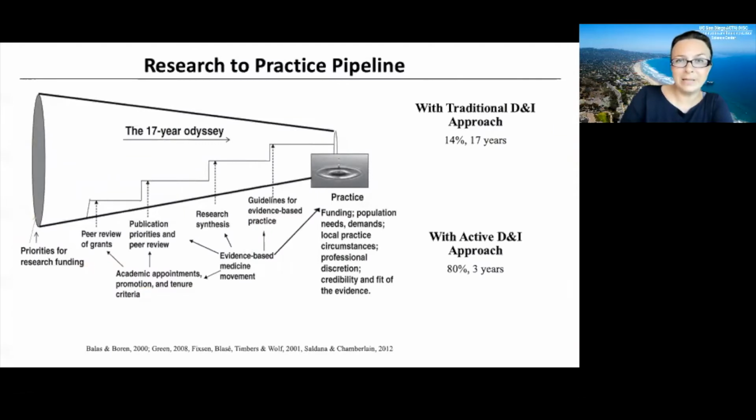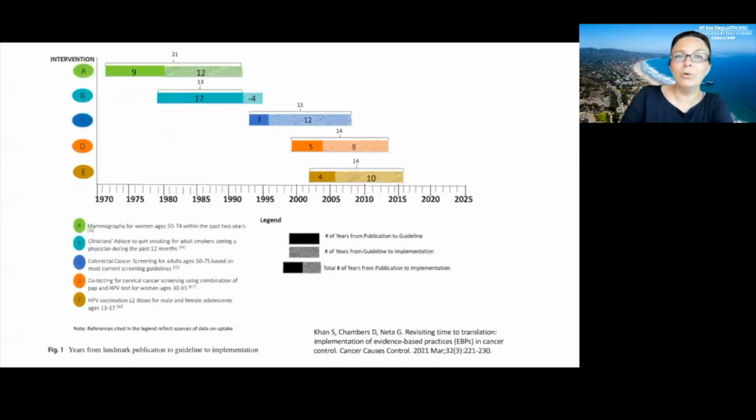Based on an often quoted study from Balas and colleagues from 2000, we know that it takes on average 17 years to get 14% of health research into routine clinical care or public health practice. A more recent study by Khan and colleagues on cancer prevention and control interventions found very similar timeframes between the initial publication about a prevention or control measure and its implementation into routine practice, showing a range of 13 to 21 years across diverse areas such as mammograms, colorectal cancer screening, or advising for smoking cessation.